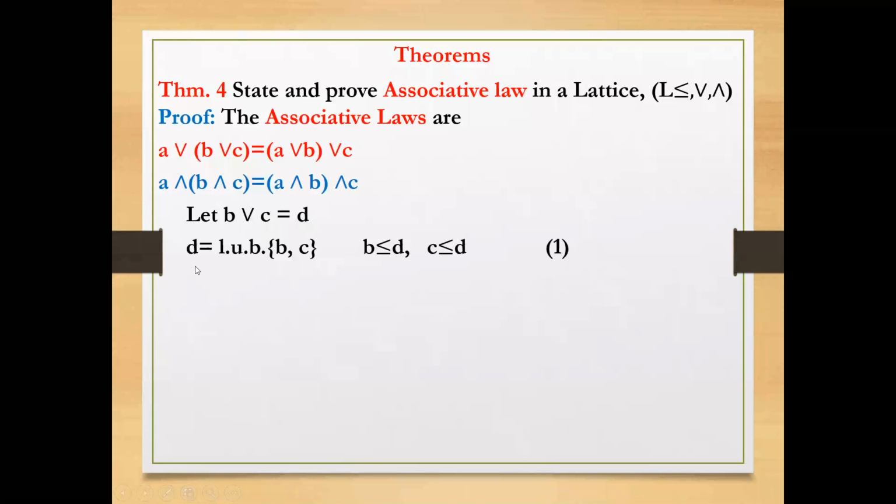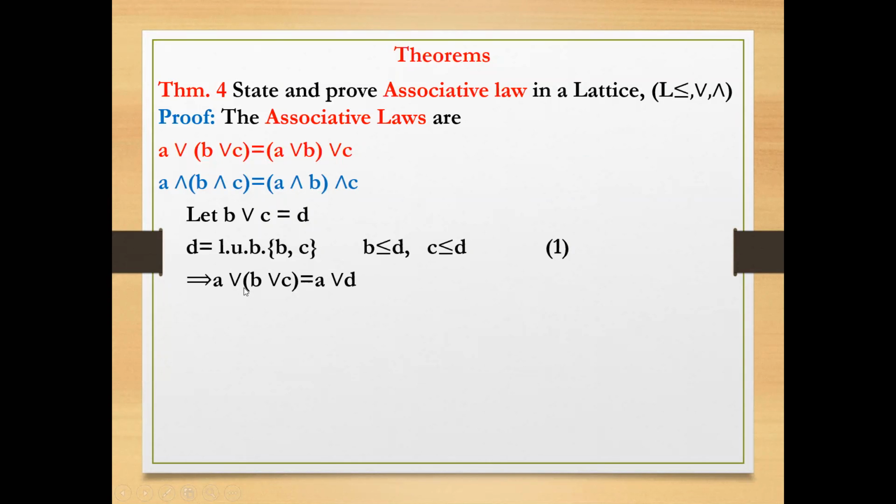So that means D is the least upper bound of B and C, because D is B join C. And least upper bound, obviously it is an upper bound, so it will be greater than both the elements. So B less than or equal to D, C less than or equal to D. And I have marked these two equations as number 1.